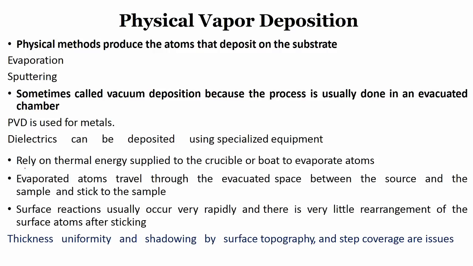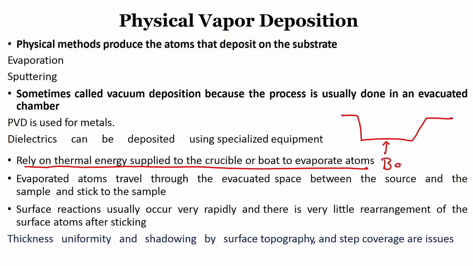Further, it relies on the thermal energy supplied to the crucible or boat to evaporate atoms. What does that mean? Suppose I have this crucible or boat, I call this a boat because it carries the material that we want to evaporate. So, this is the metal, let us say, that we want to evaporate.